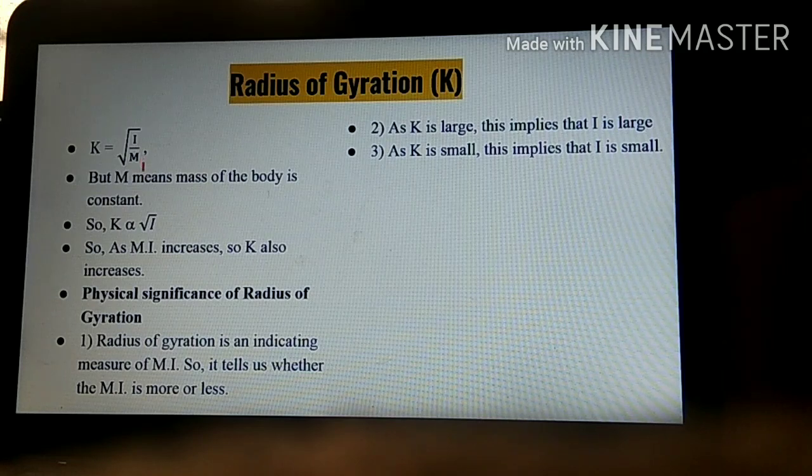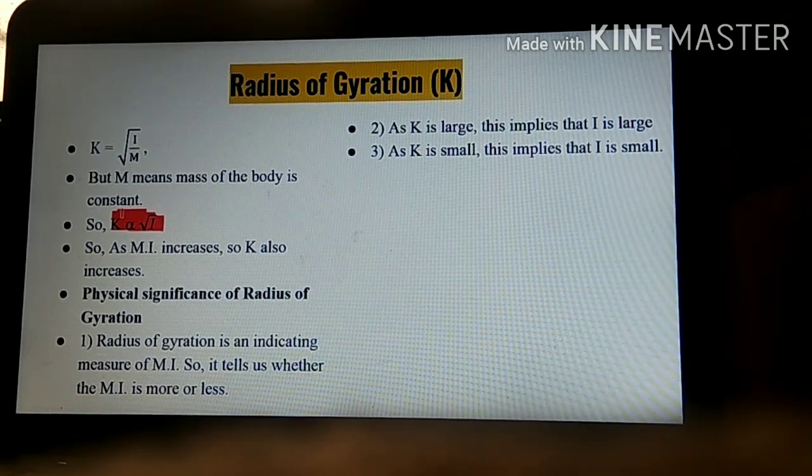But over here, for a specific body, mass is always constant. So we can see that radius of gyration is directly proportional to moment of inertia. So if moment of inertia increases, naturally radius of gyration, or k, will also increase.